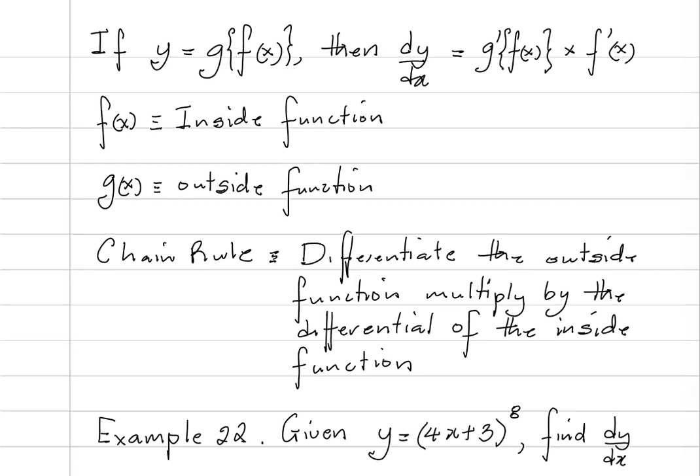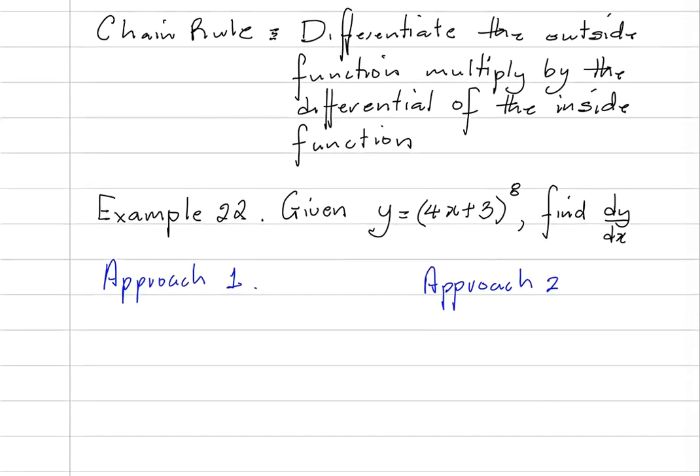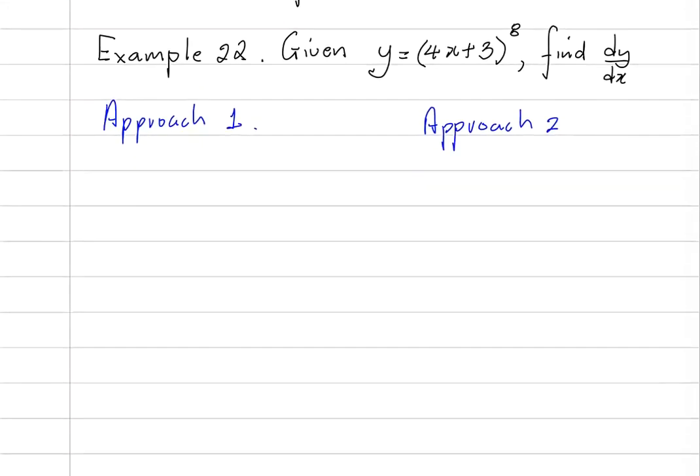So if we are differentiating a composite function, which essentially is one function inside of another function, the chain rule says that we must first differentiate the outside function and then multiply that by the differential of the inside function. Alright, so let's have a look at that in action.